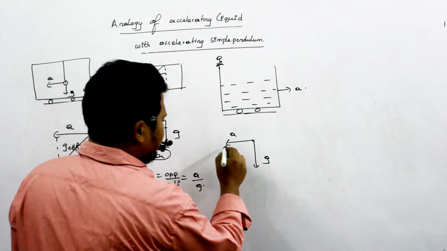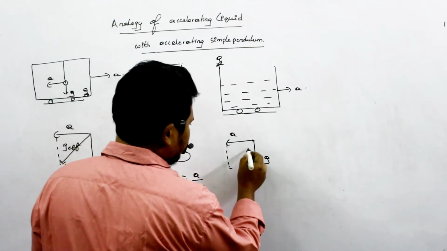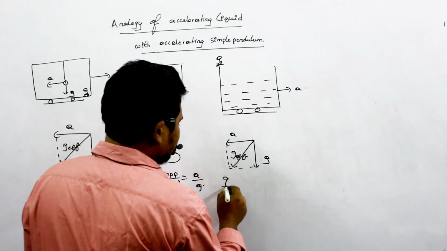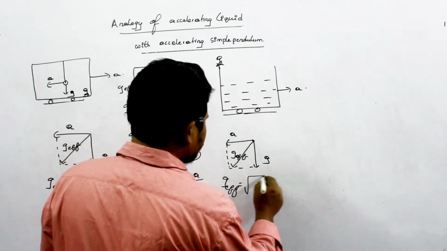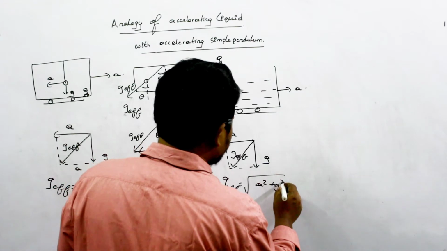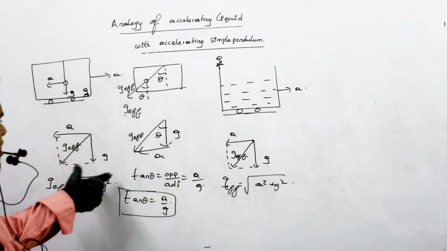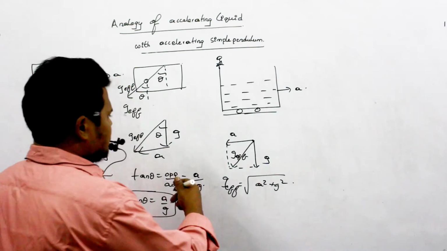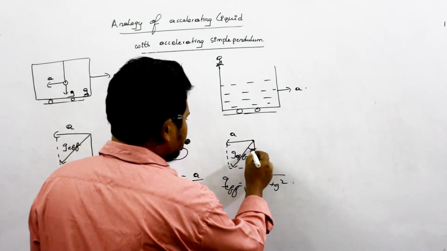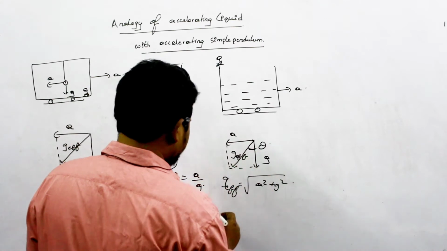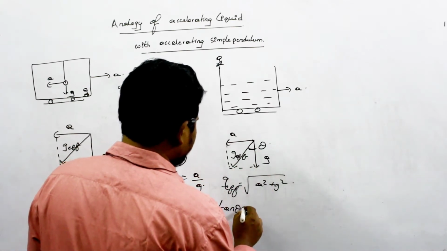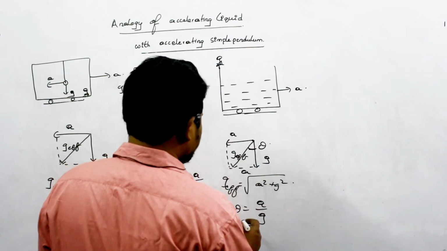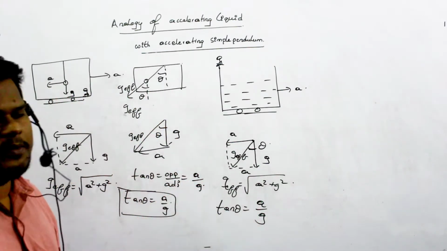Again, the net resultant of these two accelerations will be called G effective. And again here G effective is equal to square root of A square plus G square, just like the previous condition of the pendulum in an accelerating frame. Therefore here again I can take this angle to be angle theta, and again I can calculate tan theta is equal to A by G. If this is A, this is also A, so tan theta is equal to A by G.